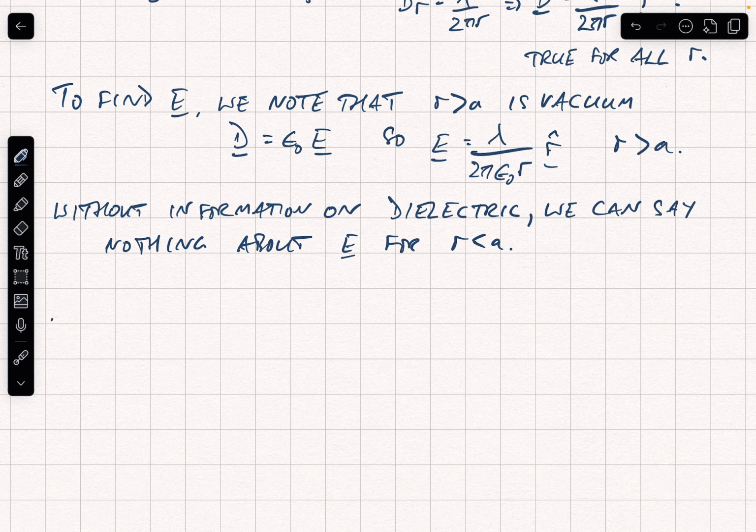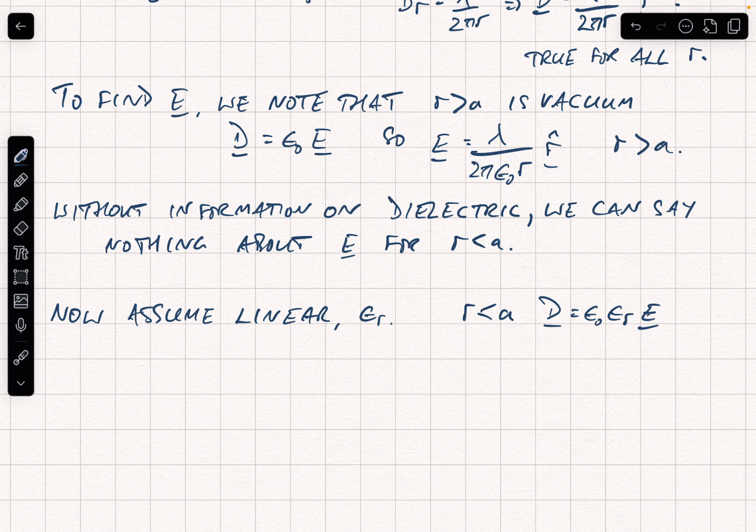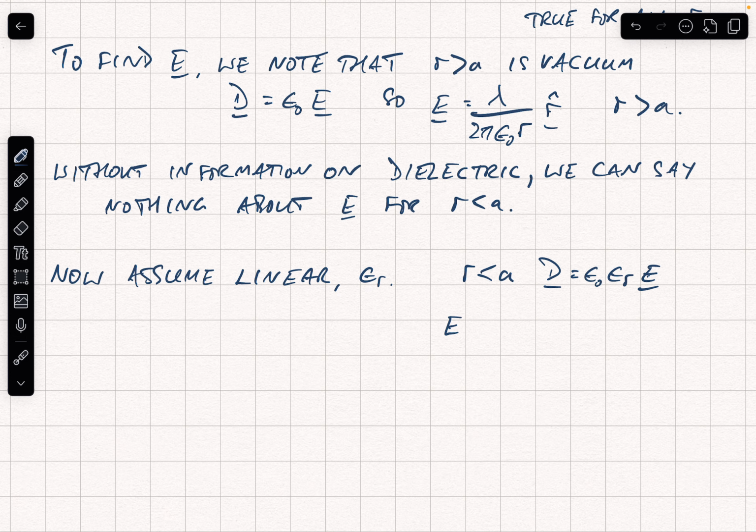Let's just assume for now that it is a linear dielectric, with a relative permittivity epsilon r. In that case, now we can say that for R less than A, since it's linear, D is equal to epsilon naught epsilon r times E, and therefore the electric field E is lambda over 2 pi epsilon naught epsilon r times r in the r hat direction for R less than A.